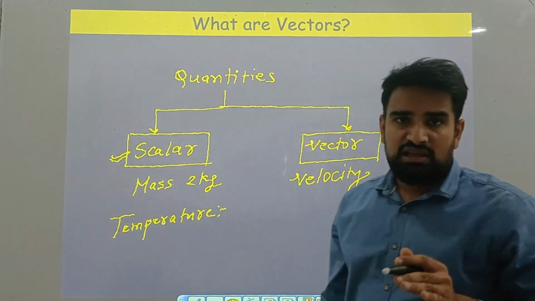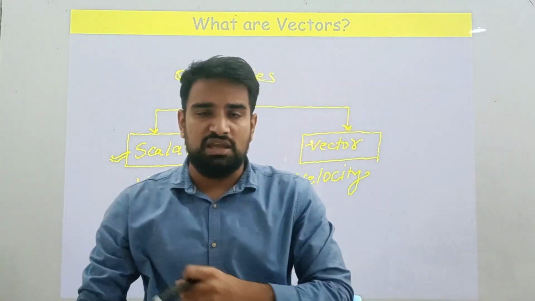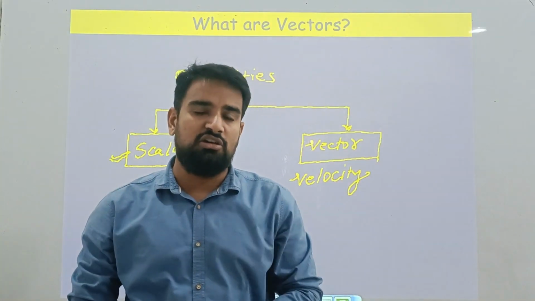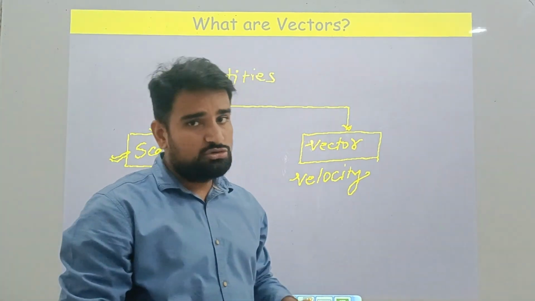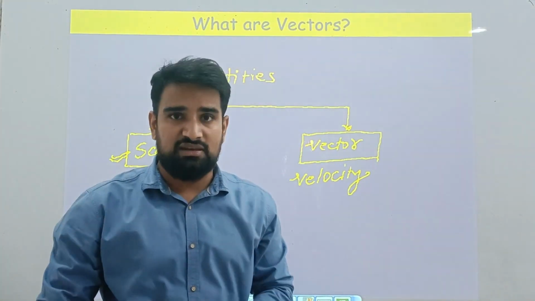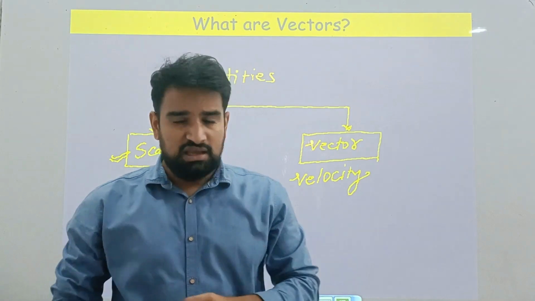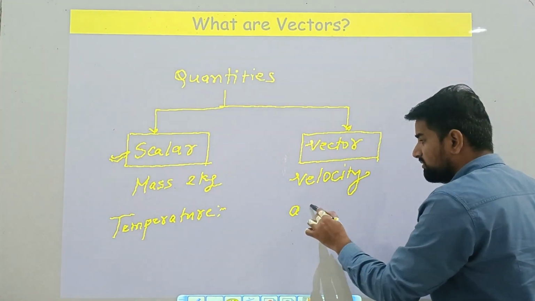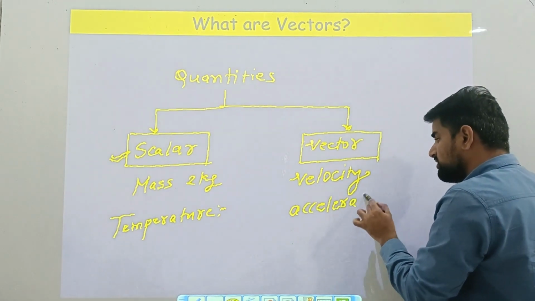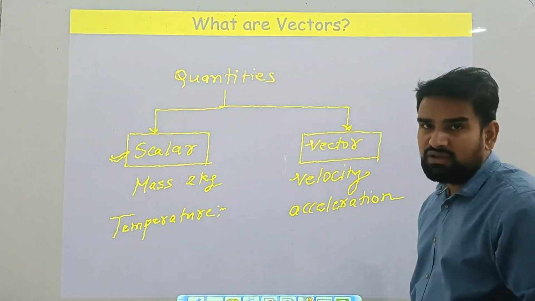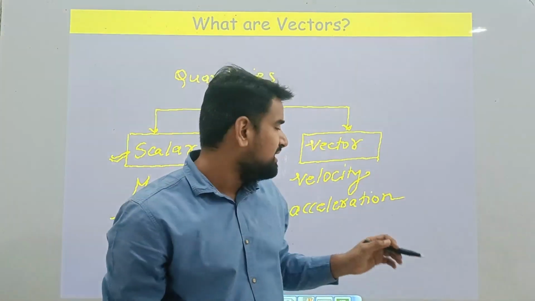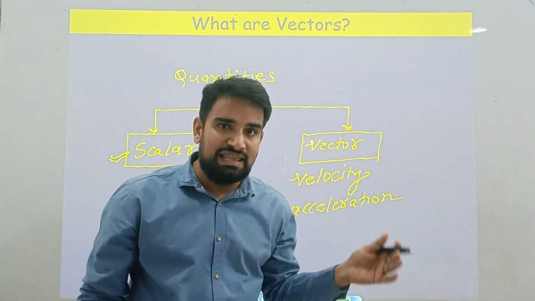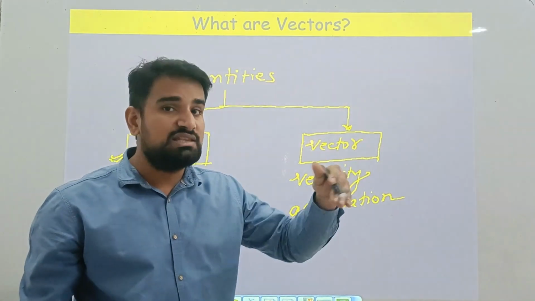If I say a rocket is flying at a velocity of 500 meters per second, then you should specify the direction in which it is flying, right? In which direction it is heading. So here velocity is a vector quantity, like acceleration. Acceleration is also a vector quantity. It also requires a direction to define itself, that is, in which direction the object is accelerating or decelerating, or you can say retardation.